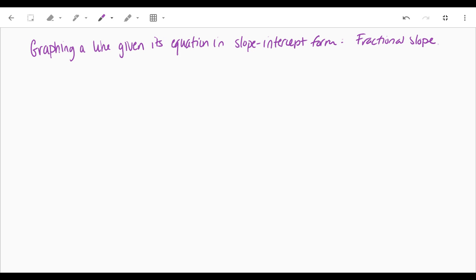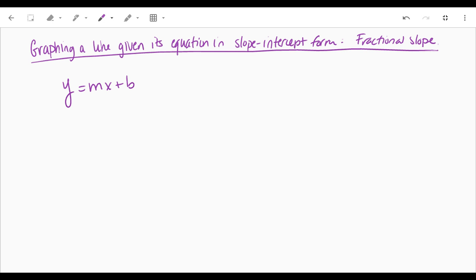Okay, so slope-intercept form, that's the one that we like. That's your y equals mx plus b. Okay, and b is your y-intercept. M is your slope. And if m is a fraction, you're going to have the rise over the run. Okay, so our example is y equals negative 1 over 4 x plus 2.